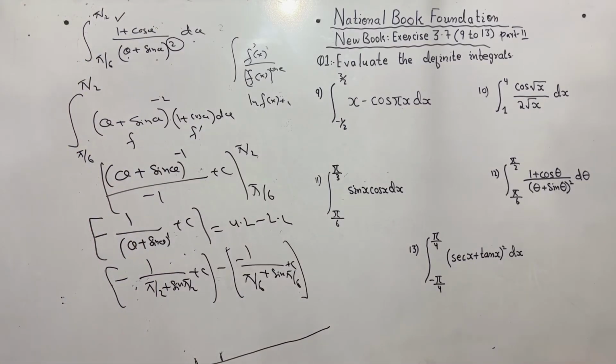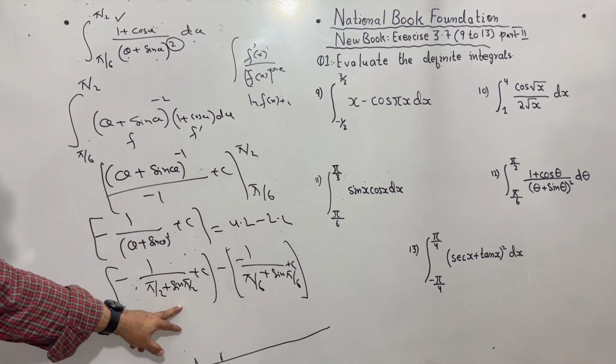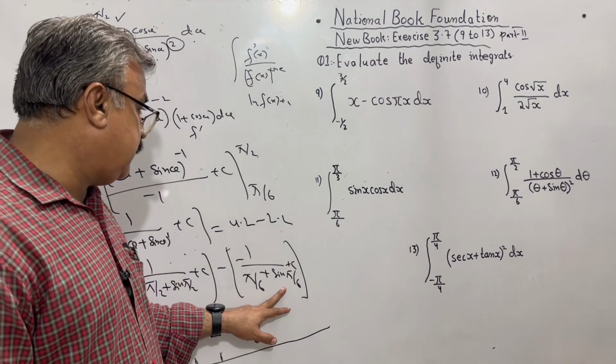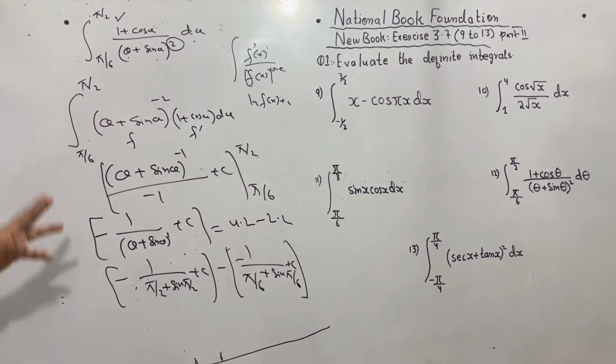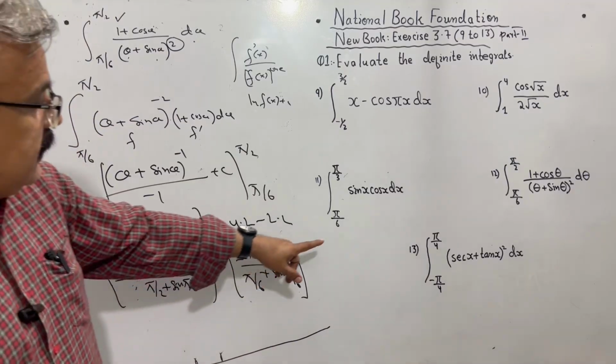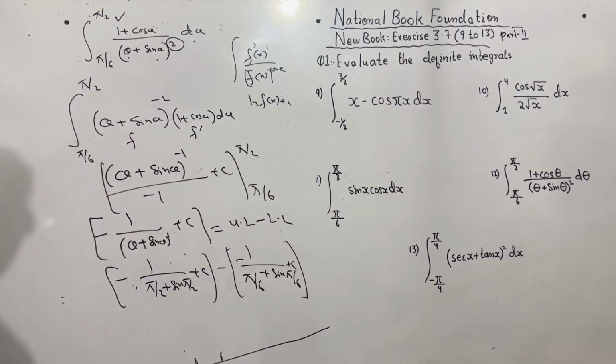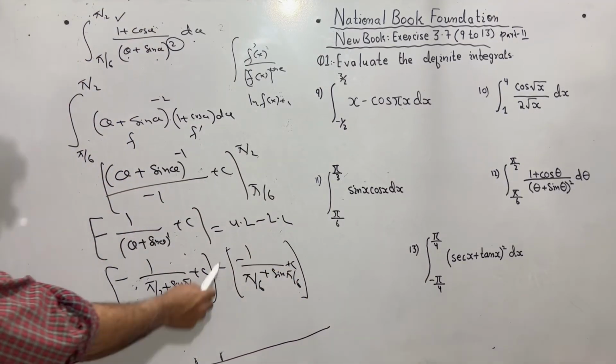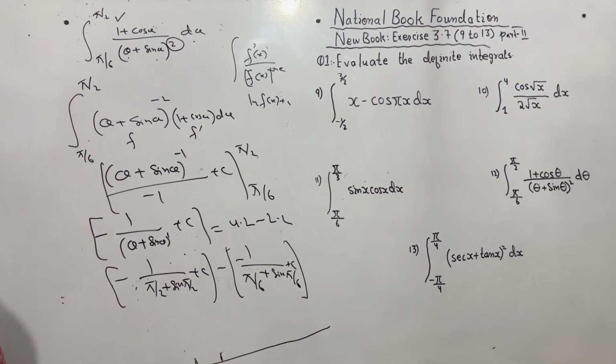Okay, let's negotiate the situation. Sin pi upon 2 is 1. Sin pi over 6 is, I think, 1 upon 2. Yes, we have just done it. Sin pi over 6 means 1 over 2. Here also, yes, it's equal to 1 over 2. C cancelled out. What remains? Just see and find out.